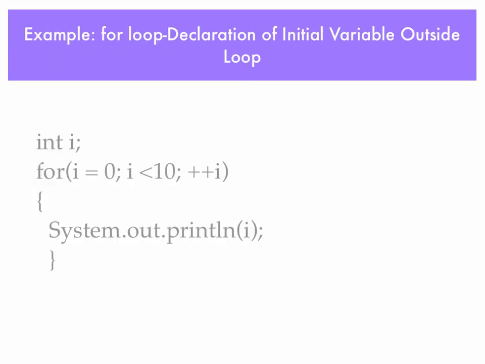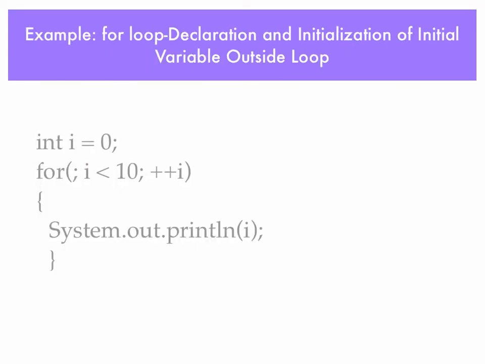Here I've declared an int called i. I did that outside the for loop. Inside the for loop, I give an initial value to i. I give it a value of 0. And then I go through my test, i less than 10, plus plus i. i has been declared outside the loop, so its scope is not local to the loop. I will be available after this loop is all done because it's been declared outside the loop.